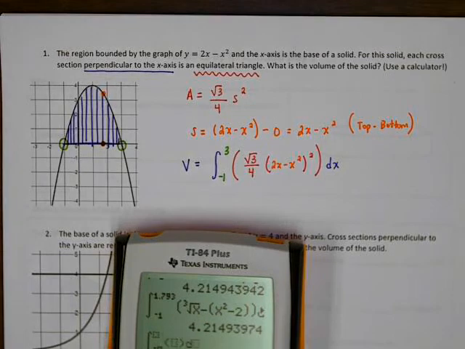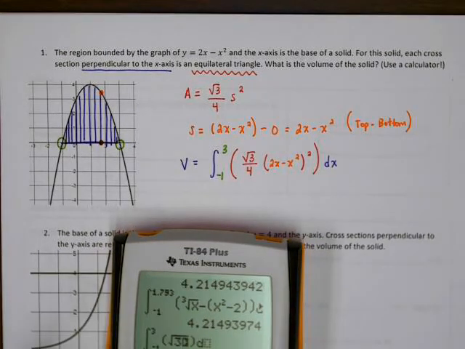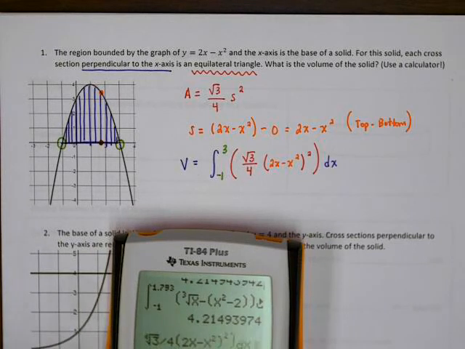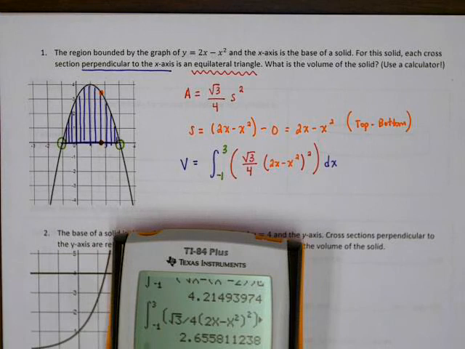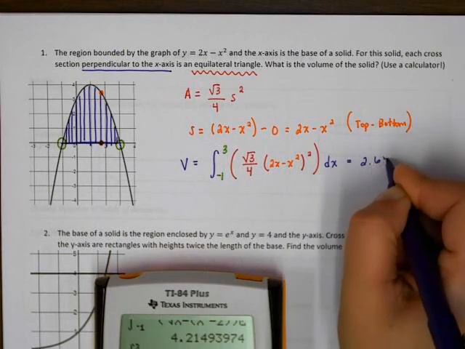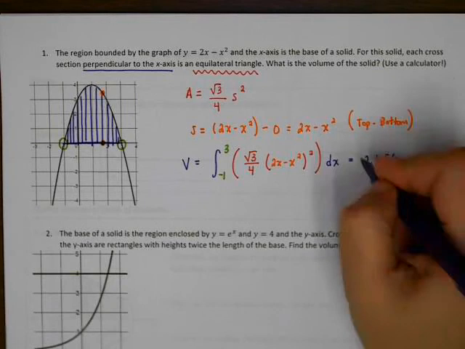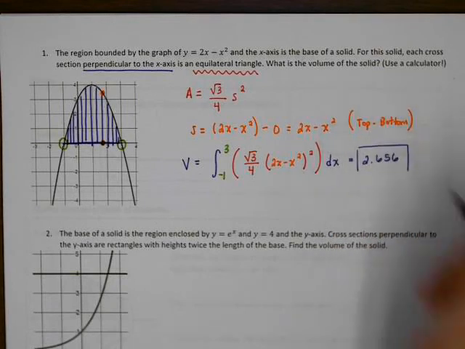Math 9, integral from -1 to 3 of the square root of 3 over 4 times 2x minus x squared dx. And I got 2.656 to be the volume. Okay, now let's look at another example.